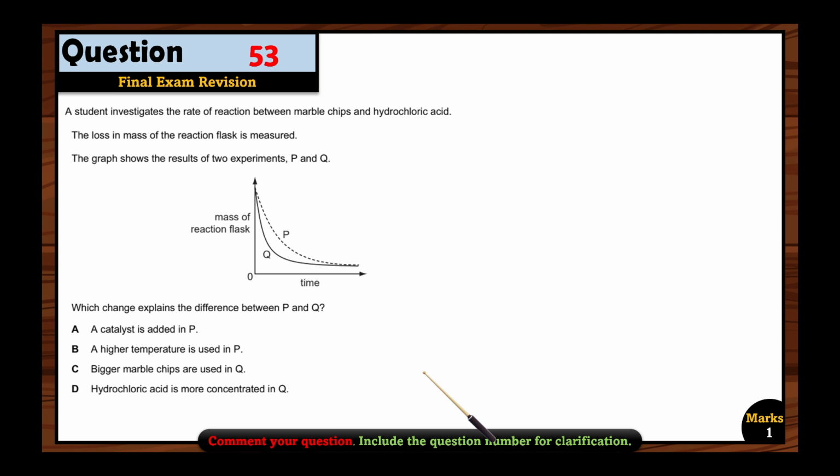Question 53. A student investigates the rate of the reaction between marble chips and HCl. The loss in the mass of the reaction flask is measured.